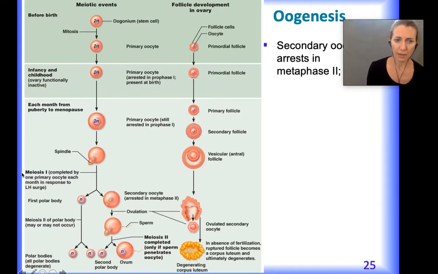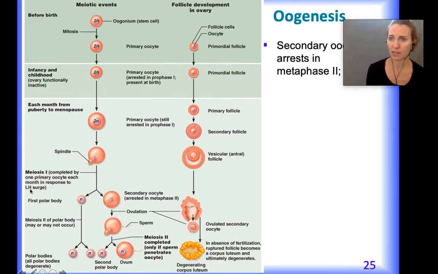Now, looking at the events of meiosis and how that plays into this. So meiosis 1 is completed by 1 oocyte each month, also in response to that LH surge. So we've seen an LH surge trigger an inflammatory response in the ovary that allows for the thinning of the ovary and the release of the secondary oocyte.